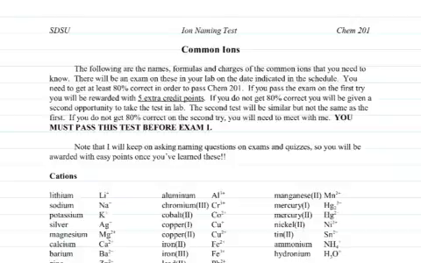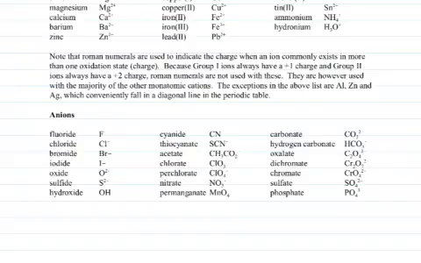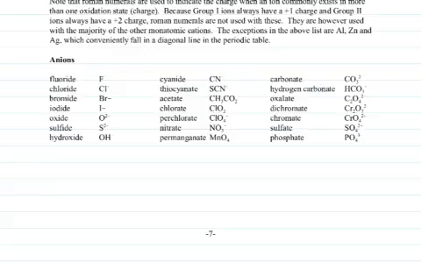Now, this is the ion naming tests, common ions. You can find this on your SDSU Blackboard, under course documents. Here, this is what you're going to be seeing: your normal cations, your anions, your polyatomics, which you remember from your Chem 200. So you just want to make sure you know these.